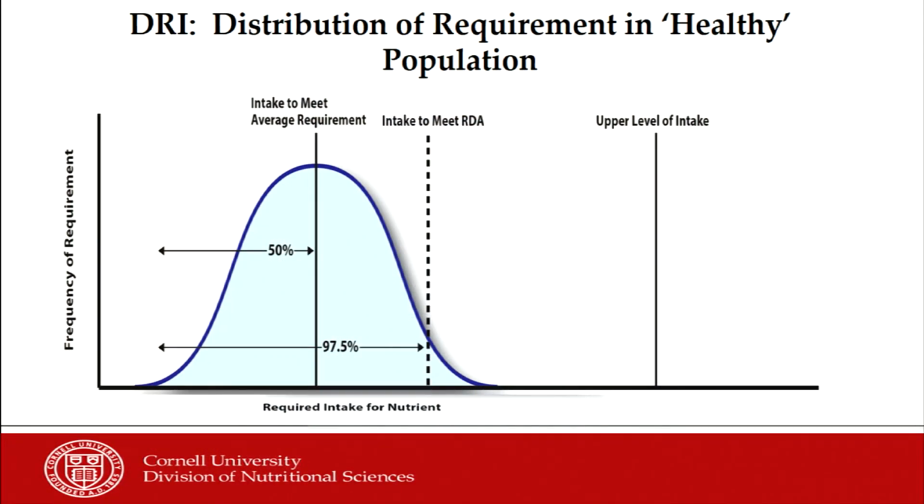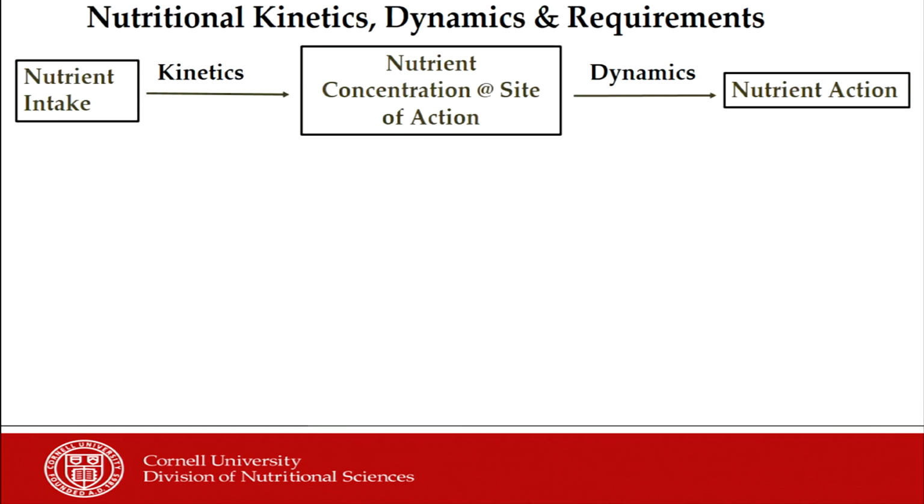And I think an important question for us then is what causes this variability in requirement? And we intuitively understand this, but we don't often enumerate it. And that's what I want to do next in the framework of a kinetic and dynamic model.